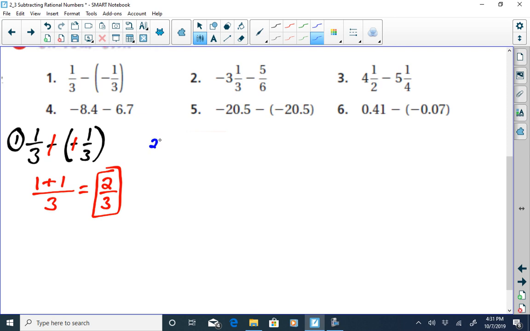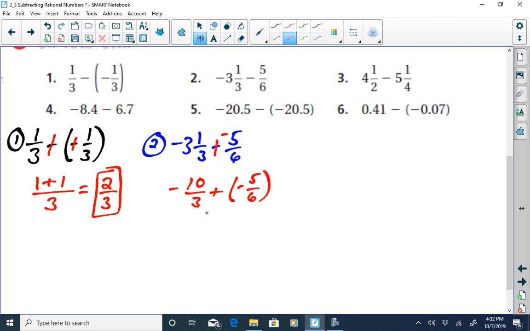Okay. Problem number 2. Copy the problem. Negative 3 1/3 minus 5/6. First step, use the additive inverse, so we add its opposite. Next step, write everything as a fraction. 3 times 3 is 9, plus 1 is 10. So that's 10 over 3, but because the negative 3 1/3 is negative, that improper fraction has to be negative as well. And then I recopy the negative 5/6.